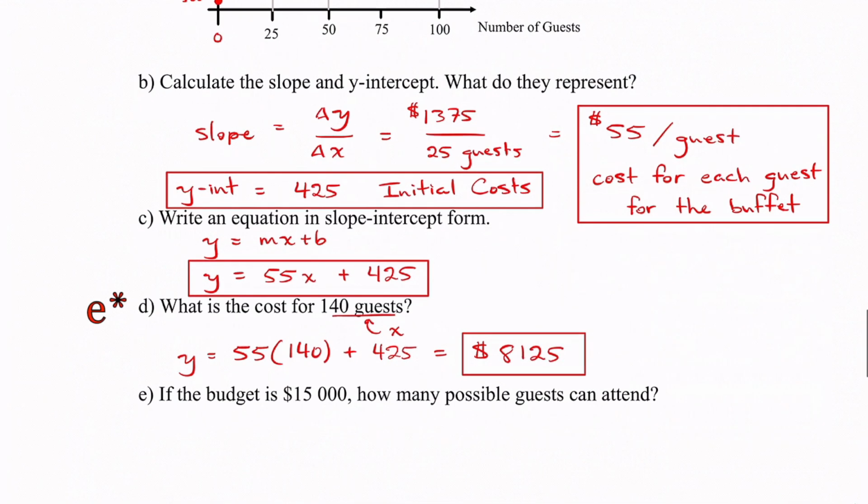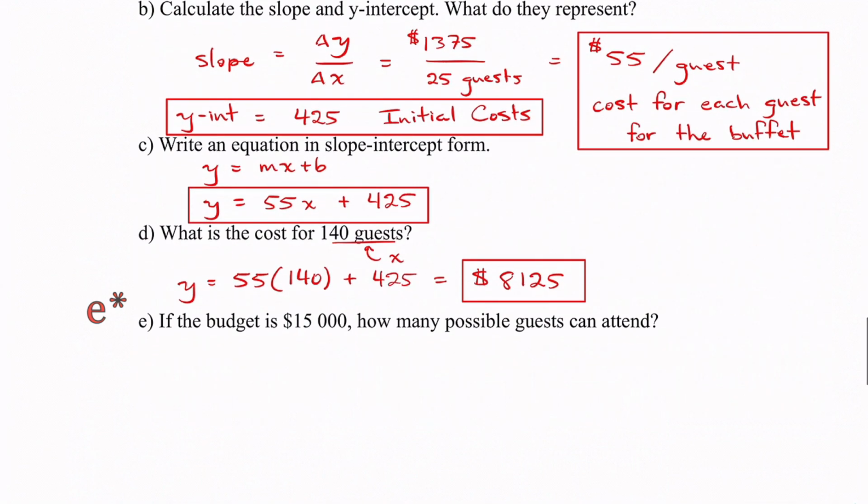And lastly, part C. It says if the budget is $15,000, how many possible guests could attend? So if we have a budget of $15,000, remember the y was dealing with the money. So in our equation here, the y is going to change to 15,000. So we're going to write out the equation: y equals 55x plus 425. Then we're going to change the y into 15,000.